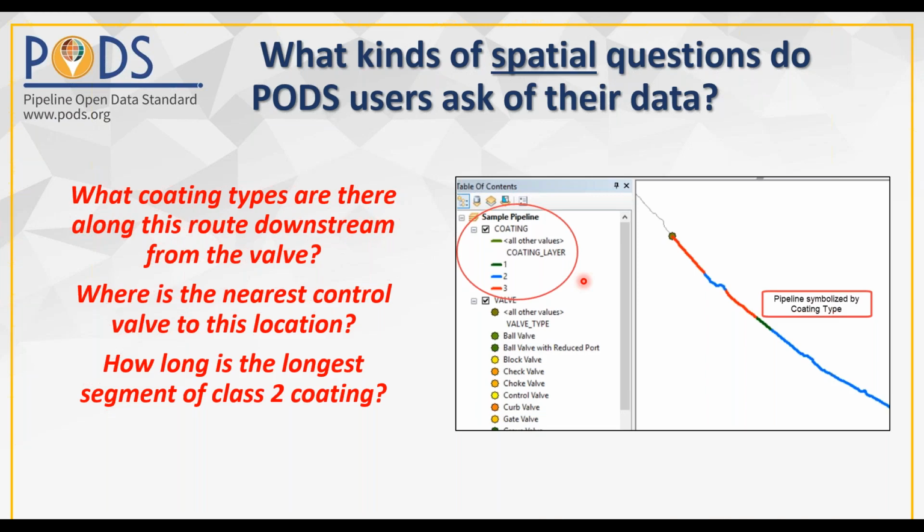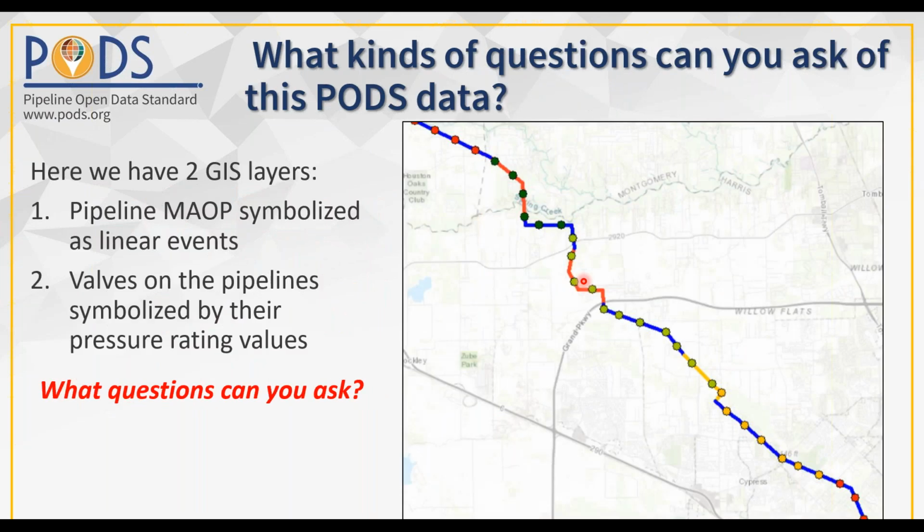One last slide before we move on to the presentation. So in this case, we're looking at 2 GIS layers. You can see a colorized pipeline. It's symbolized by MAOP, remember, maximum allowable operating pressure, symbolized as linear events. So you can see the line changing symbology, but then also the circles are symbolized by their pressure rating values.